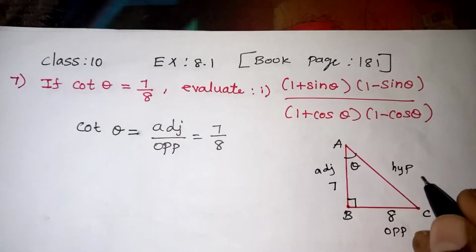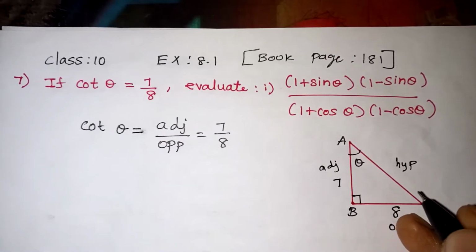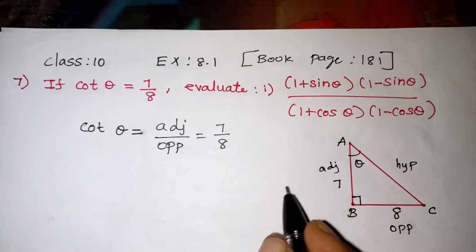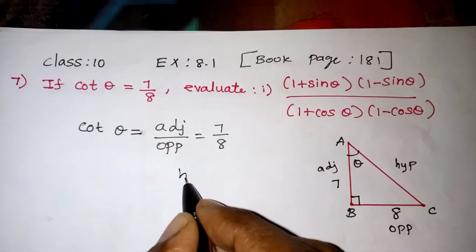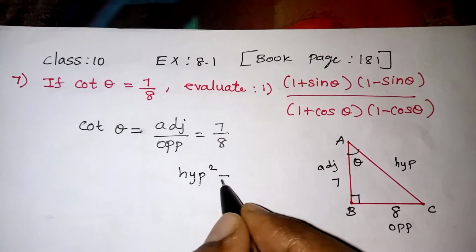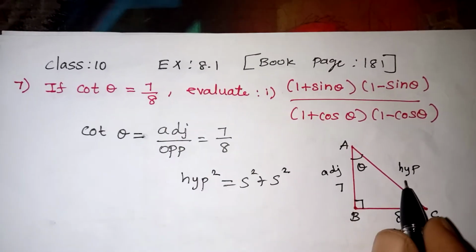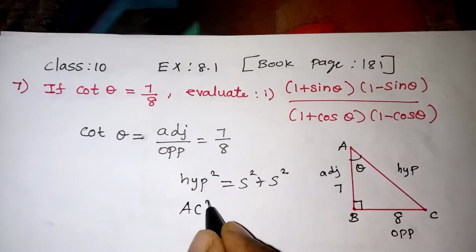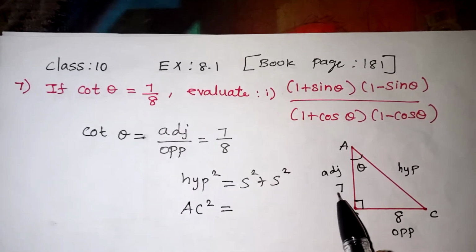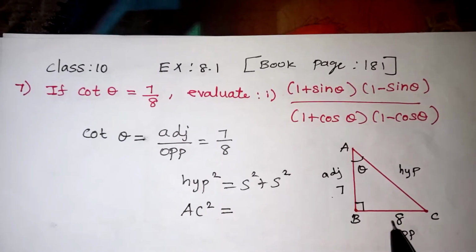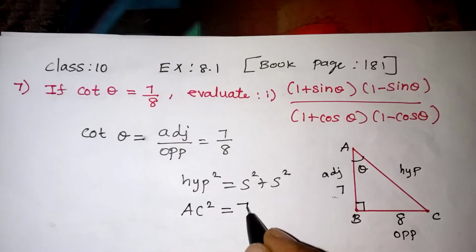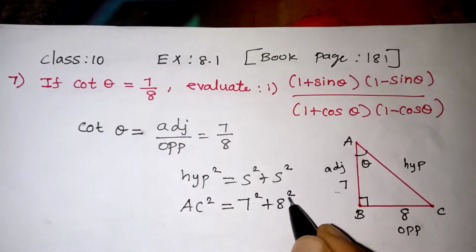Now we need to find the hypotenuse value. After finding the hypotenuse, we can go for the question. To find the hypotenuse, we can apply the Pythagorean theorem. Hypotenuse squared equal to side squared plus side squared. Hypotenuse value we don't know. AC squared equal to 7 squared plus 8 squared. These are the two sides given in the diagram.